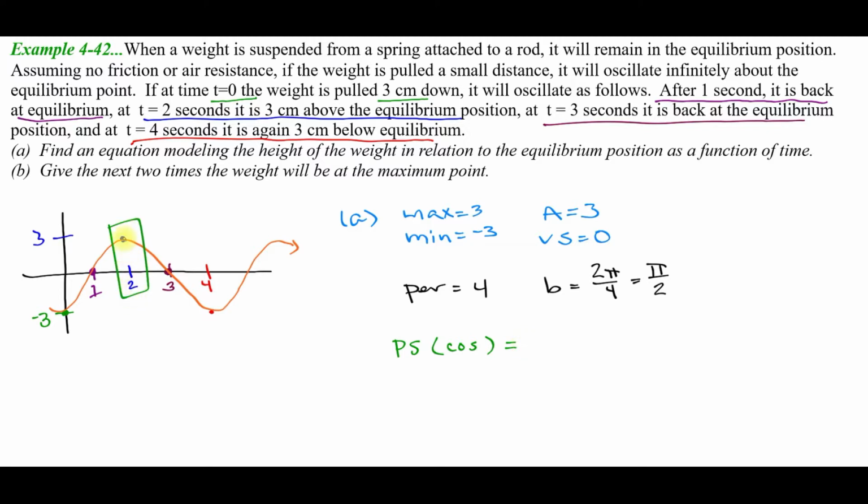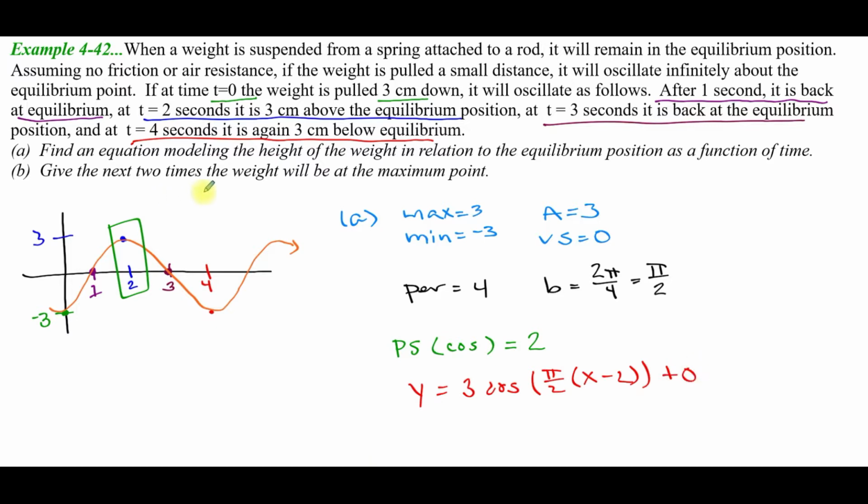So for cosine, I'm looking for my maximum, and that maximum occurs at 2 seconds. So my phase shift for cosine is going to be 2. So my equation then is going to be y equals my amplitude, which is 3. We chose to do cosine. My b value, which is pi over 2. x minus my phase shift, which is 2. If I had a vertical shift, we would put it here, so we could do the +0, or you can just leave it off. It doesn't matter.